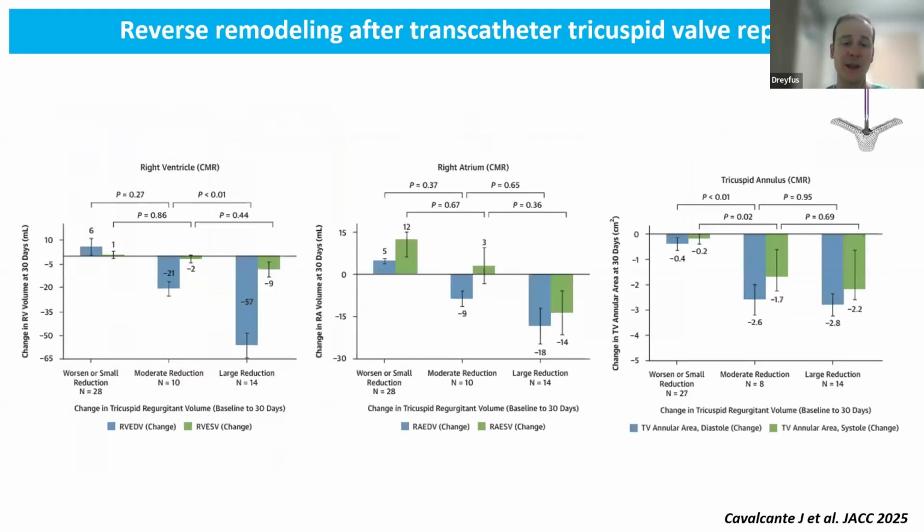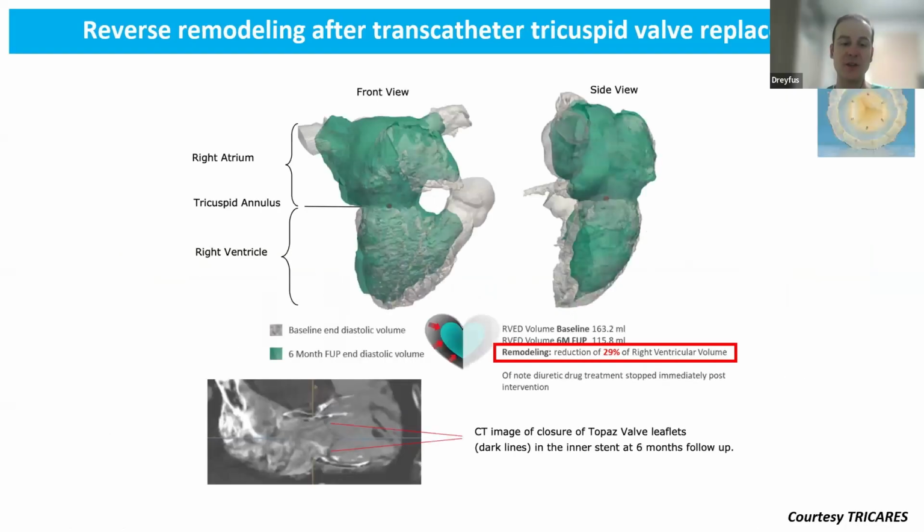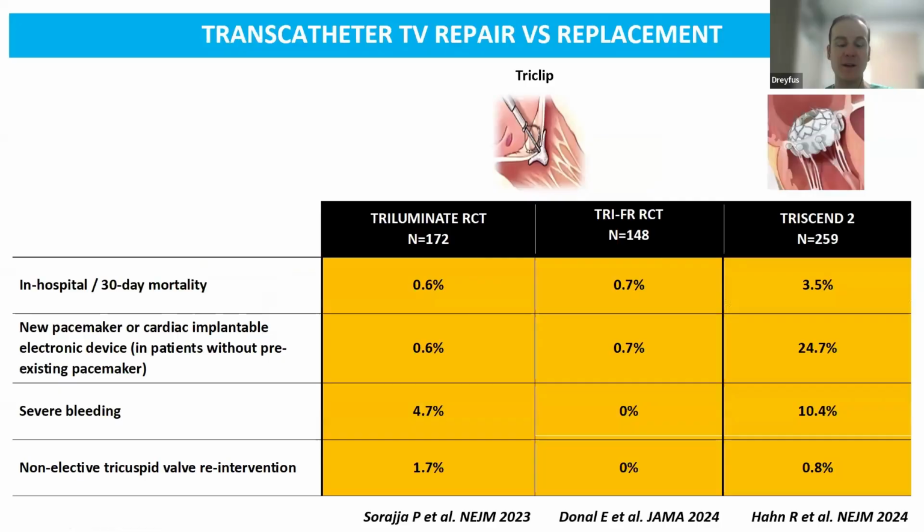to abolish TR. And this has been demonstrated, and based on this, we have new guidelines that the more you reduce TR grade, the more significant will be the remodeling of the right cavities, RV, right atrium, and tricuspid annulus. The size of the right ventricle, atrium, and tricuspid annulus will significantly decrease if you abolish or significantly decrease TR. And this is also a nice picture showing the same patient before and after. Sorry, it was 6 months after the intervention, and you can see a significant remodeling of the right cavities.